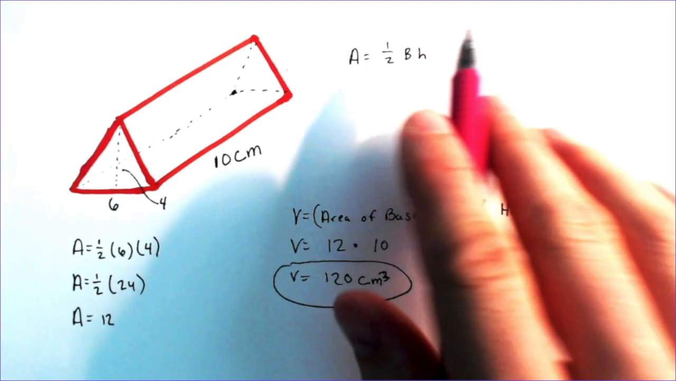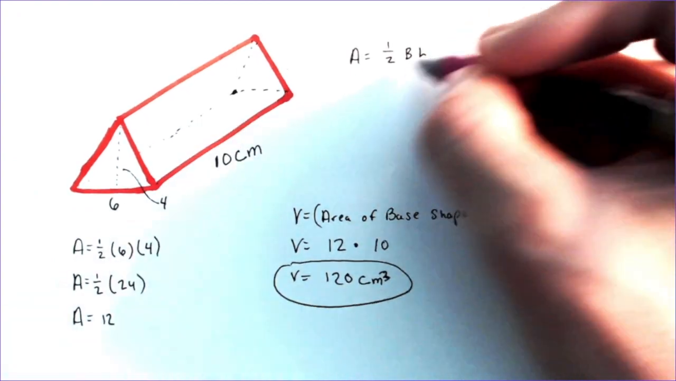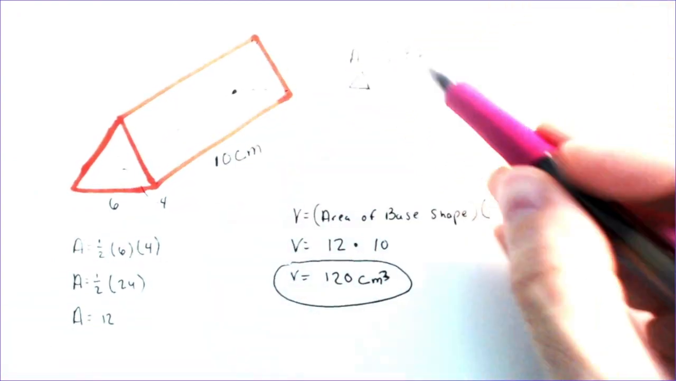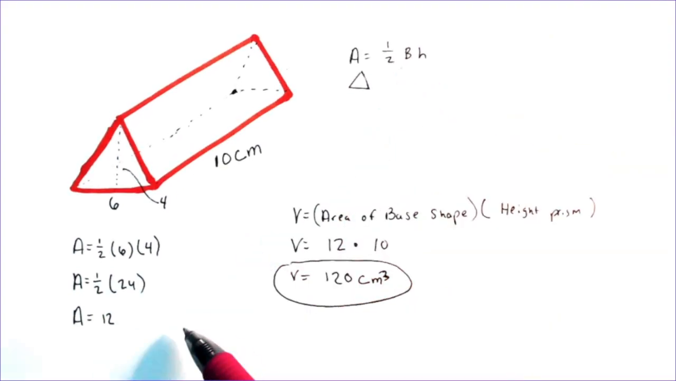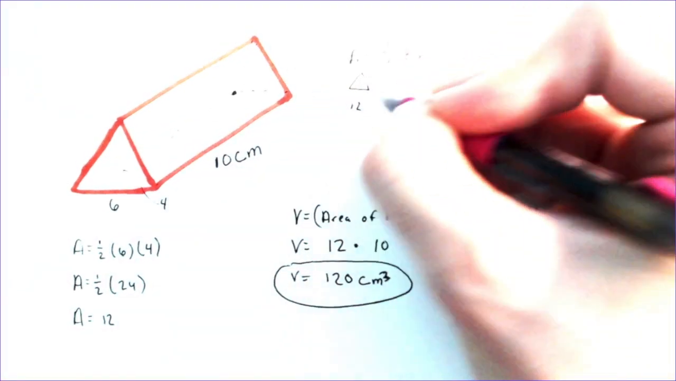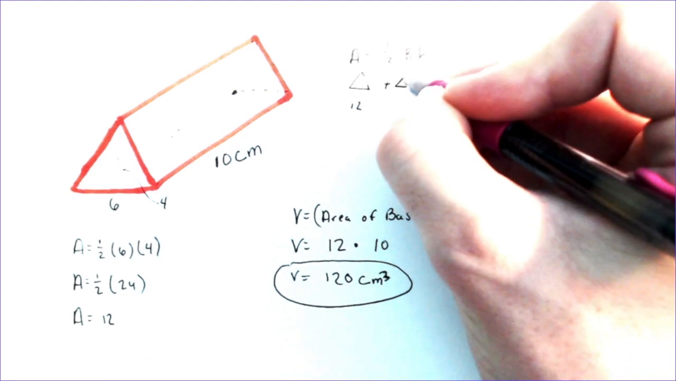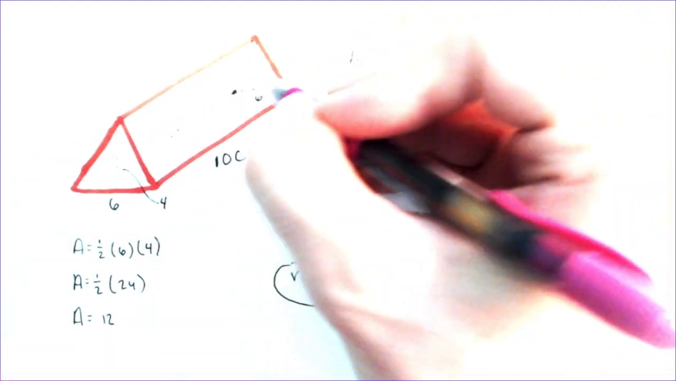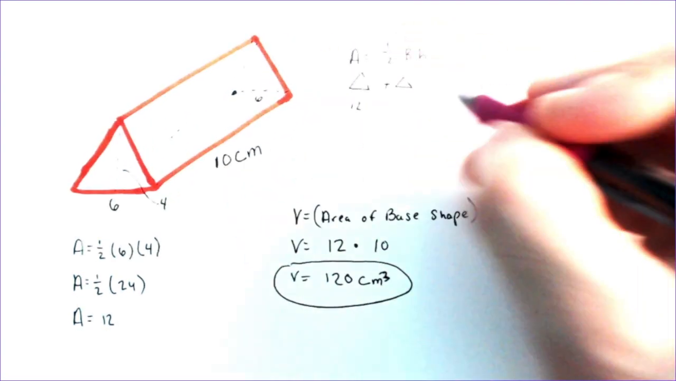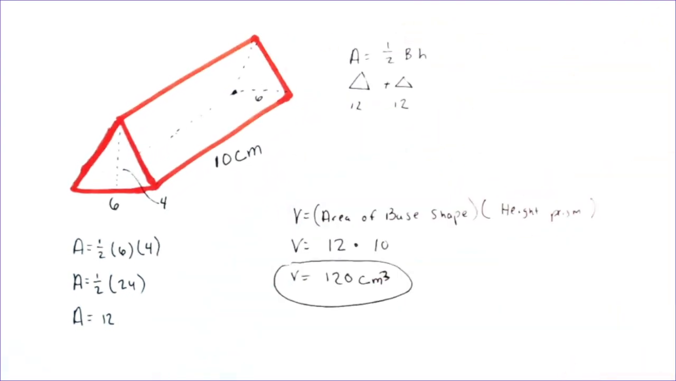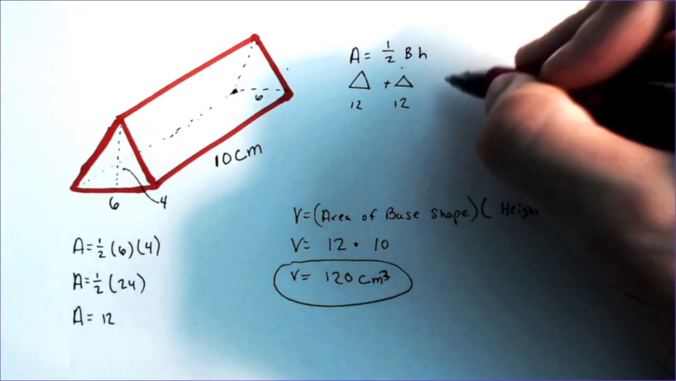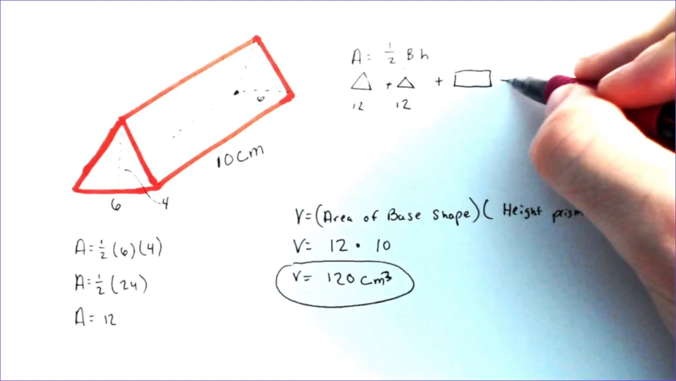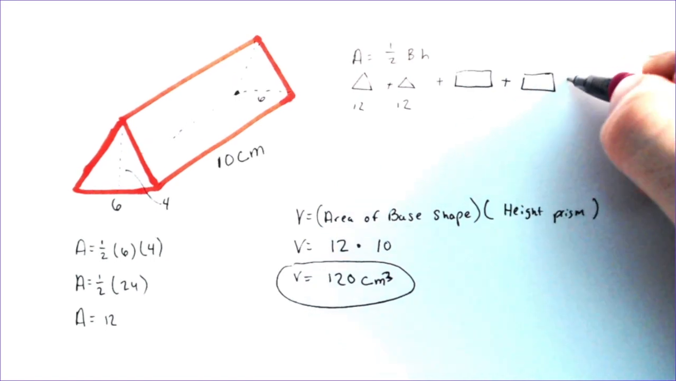Okay, so we're going to start with the part we already know. The triangle in the front was 1/2 base times height. We already figured that out, it was 12. The triangle in the back is also the same triangle. It's still going to have a base of 6 and a height of 4. So that's also going to be 12. But then we have 3 rectangles that we have to deal with.